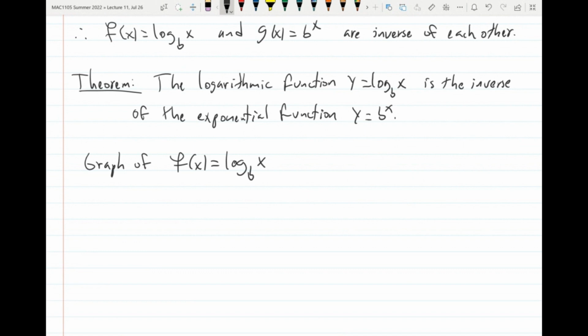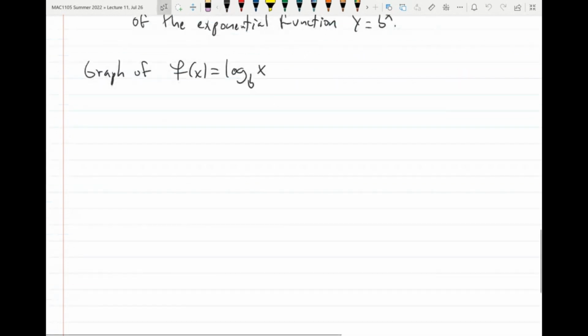Remember, x is the input, right? So depending on the base, then you have two graphs. If the base is bigger than 1, you have an increasing function. If the base is between 0 and 1, you have a decreasing function, right? And similarly, each of those graphs has its logarithmic counterpart. Therefore, for the log, we also have two graphs, okay? Depending on the base. If it's between 0 and 1, you have one shape. If it is bigger than 1, you have another shape. So let's see.